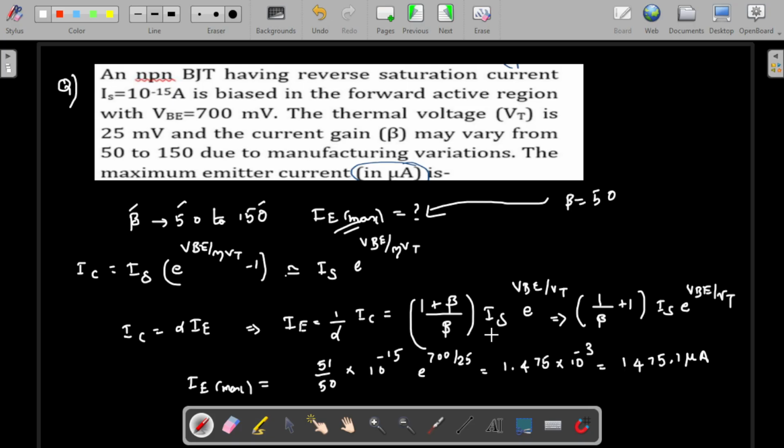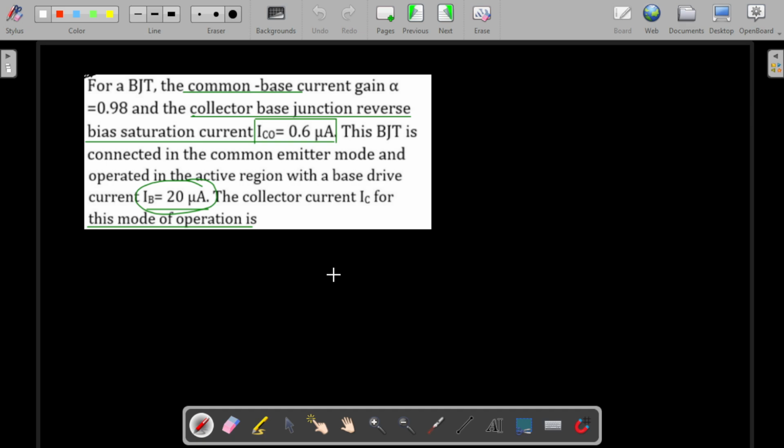So I hope this is a very simple one. If you know the formula and the simple logic behind it, you can clearly achieve it. Okay, so this is one of the very important questions. So please make a note of it. So let me go to the next question.